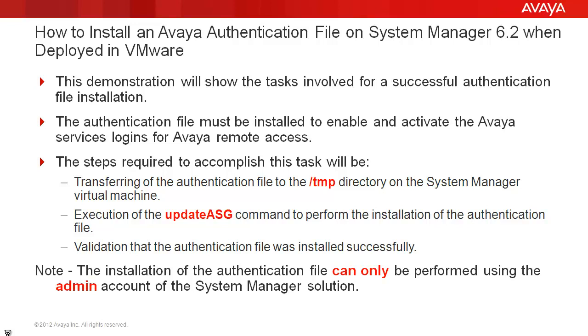The steps required to accomplish this task will be transferring of the authentication file to the /temp directory on the System Manager virtual machine, execution of the update ASG command to perform the installation of the authentication file, and validation that the authentication file was installed successfully. Please note, the installation of the authentication file can only be performed using the admin account of the System Manager solution.